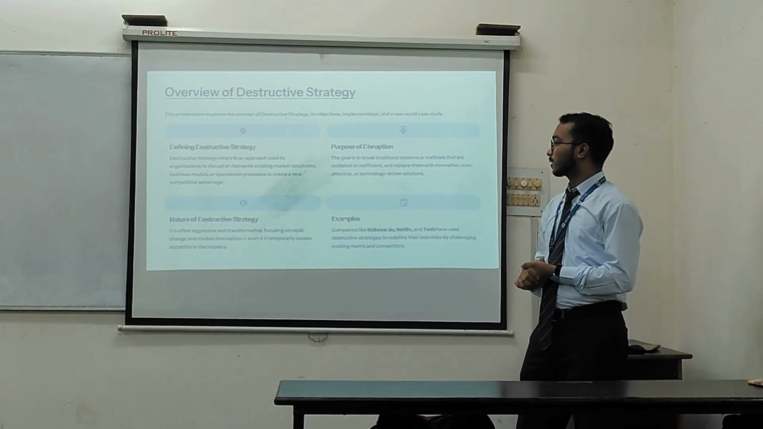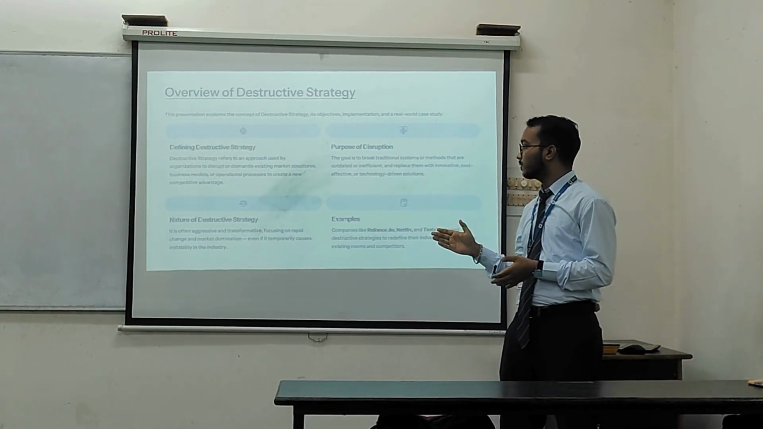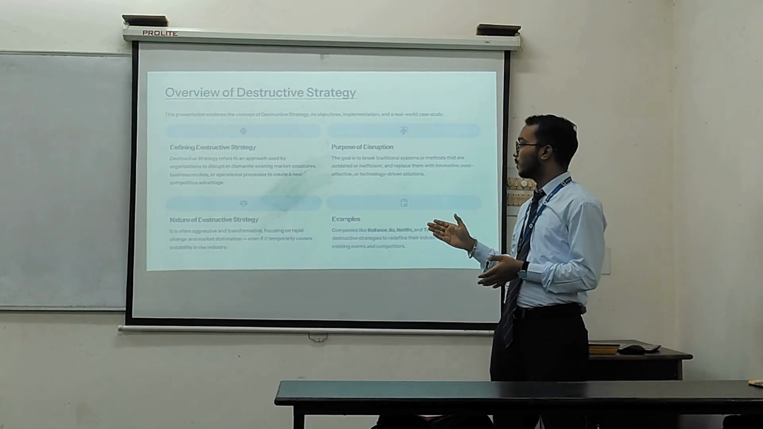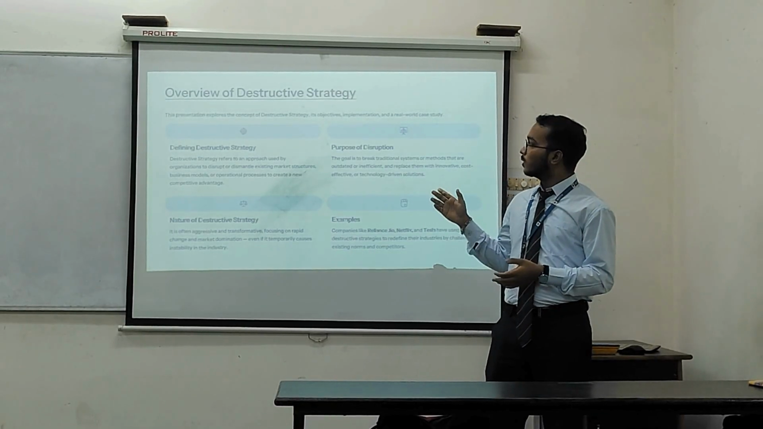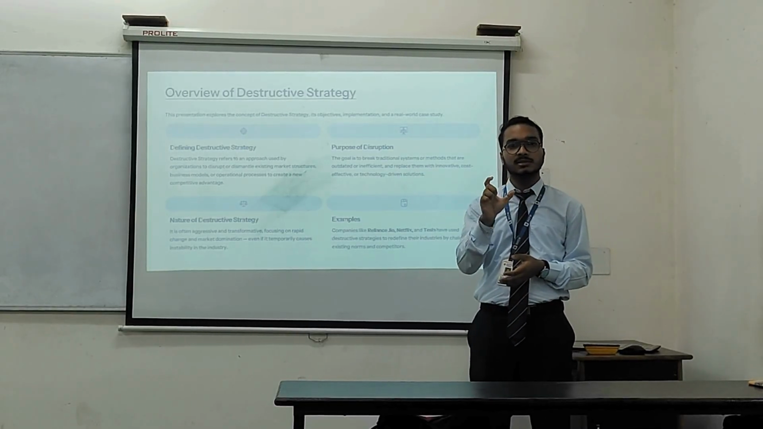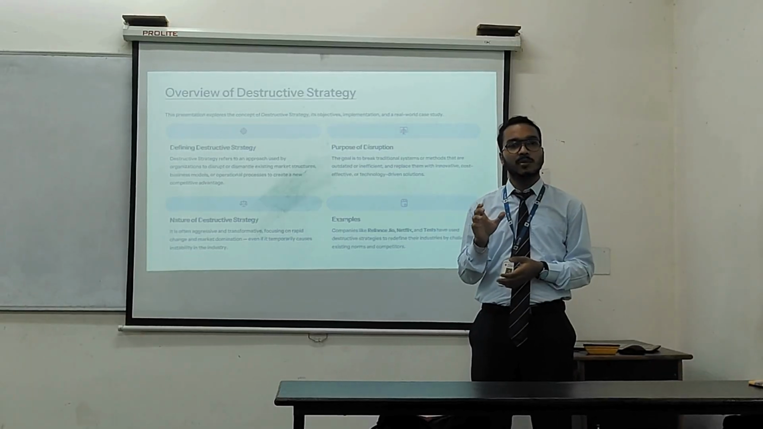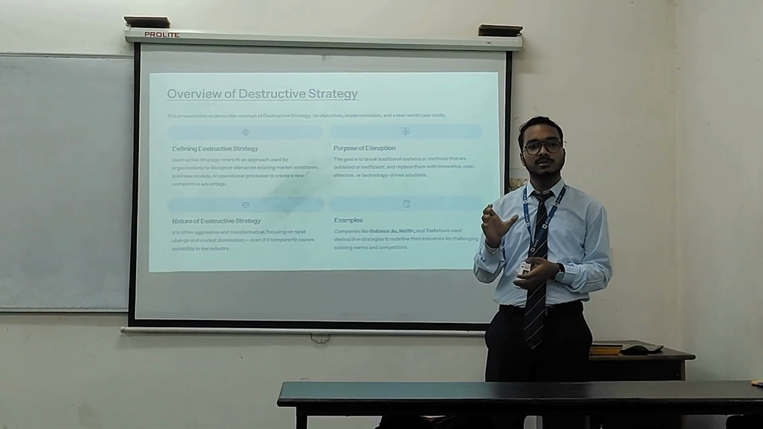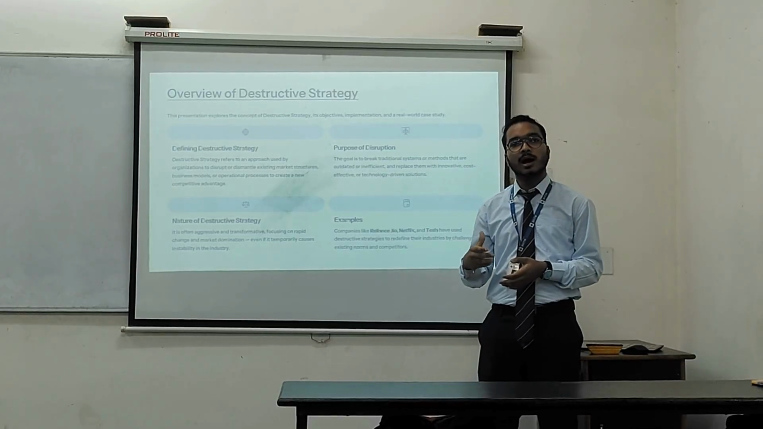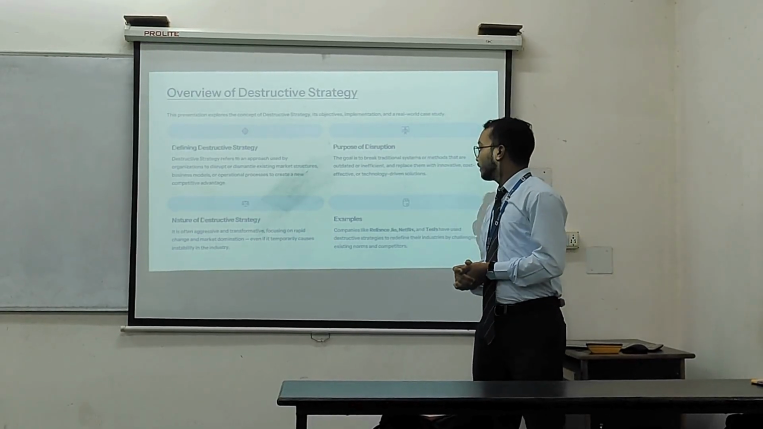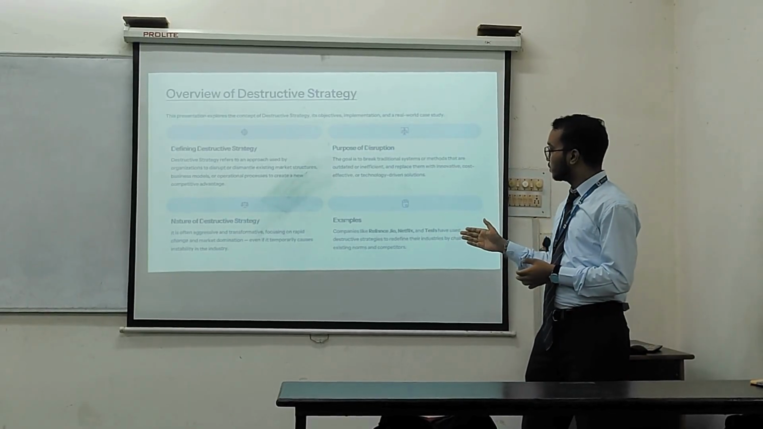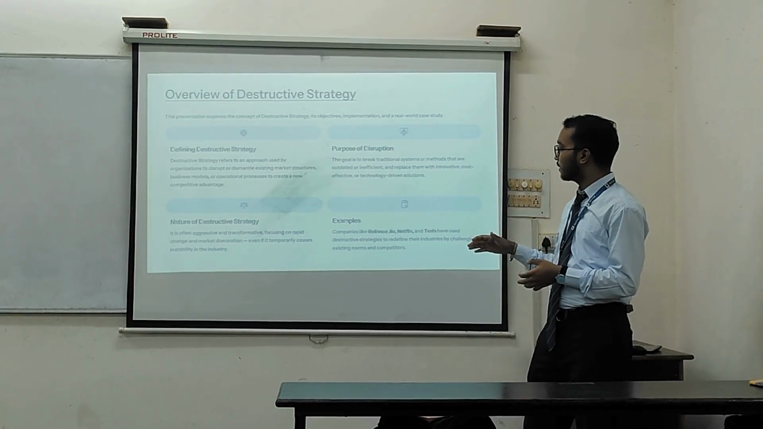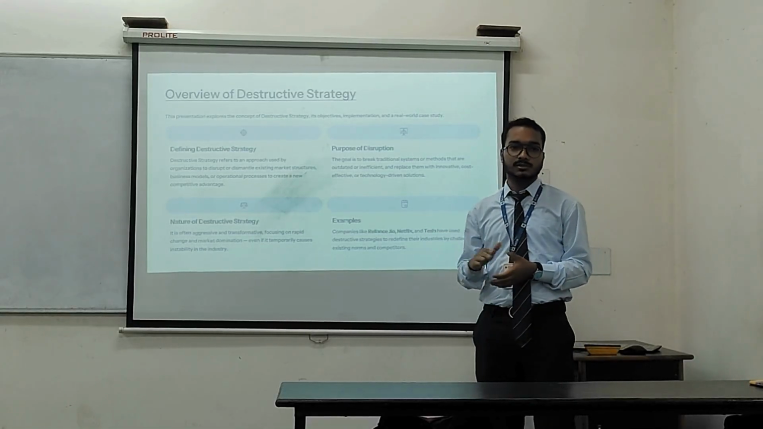Nature of disruptive strategy. It is often aggressive and transformative, focusing on rapid change and market domination, even if it temporarily causes instability in the industry. So, while we introduce the disruptive strategy in a certain industry, it usually brings instability in the industry. But in the short term and long term, it creates a transformation which helps in development and the betterment of the industry. Next, some examples. Companies like Reliance Jio, Netflix, and Tesla have used disruptive strategies to redefine the industry by challenging existing norms and competitors.